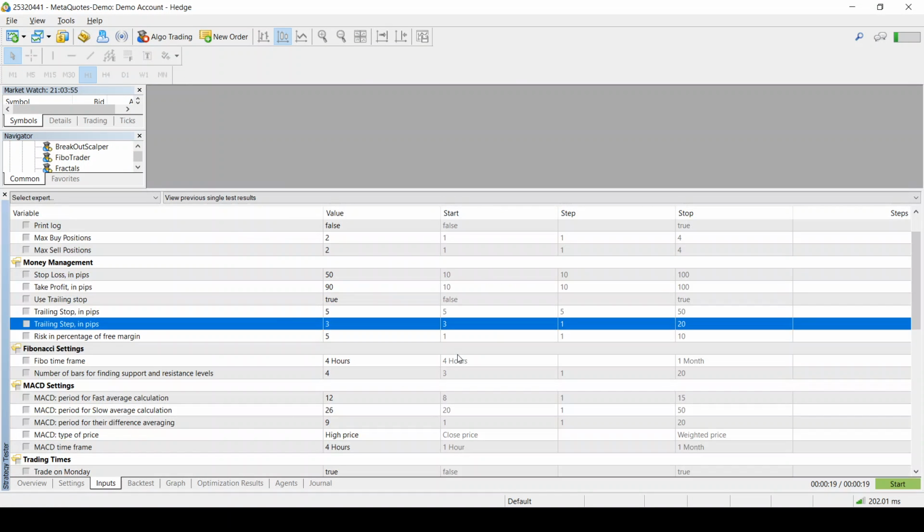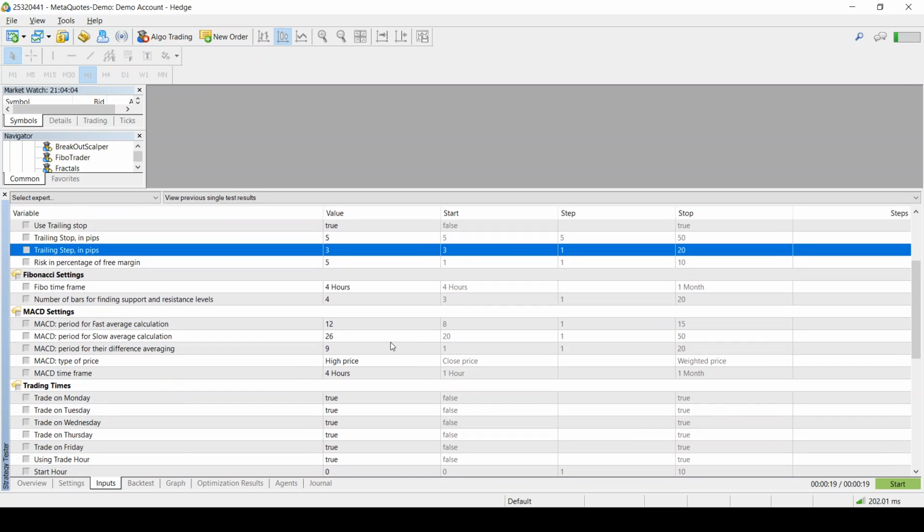Now this Fibonacci trader makes use of the Fibonacci levels and the MACD settings. The MACD is your trend indicator and is used to define a trend. This is a very minimal settings algorithm, and what I've found is that the only settings you need to optimize are the Fibonacci time frame, the number of bars for finding support and resistance, so these two, and the MACD type of price and MACD time frame.